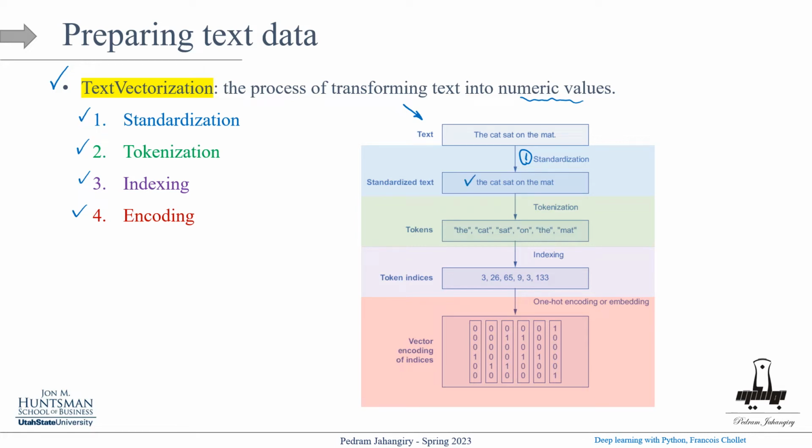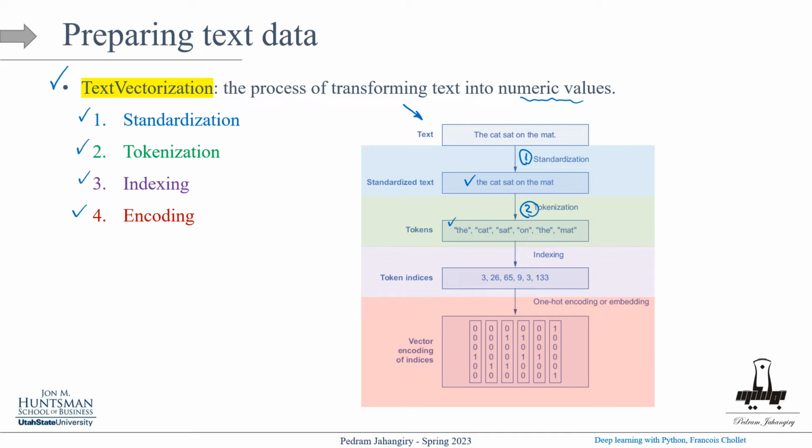Then in the next step, we need to tokenize these sentences. Tokenization is basically breaking down your sentence into small pieces. We are going to call them tokens. And again, there are different ways for tokenization, and we're going to look into them later, but let's say this is the way that we do it: the cat sat on the mat, and we're going to break them into single words.